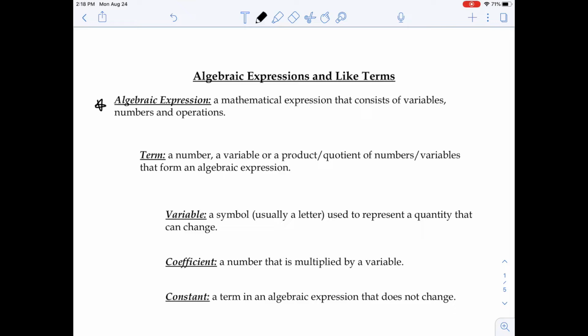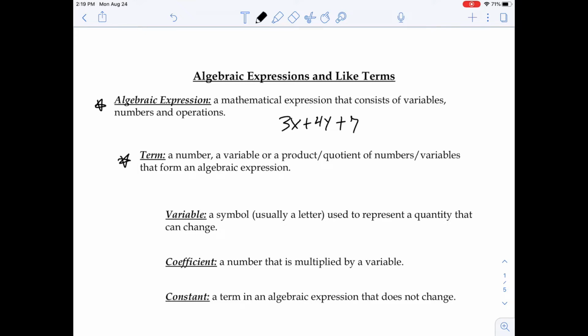It's a mathematical expression that consists of variables, numbers, and operations. An example of that would be something like this: 3x + 4y + 7. So that whole thing is an algebraic expression. Now that is made up of a bunch of terms. So let's go ahead and break that down.